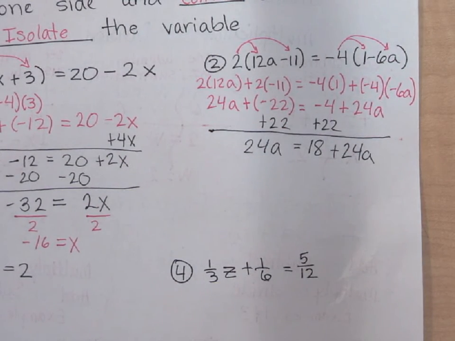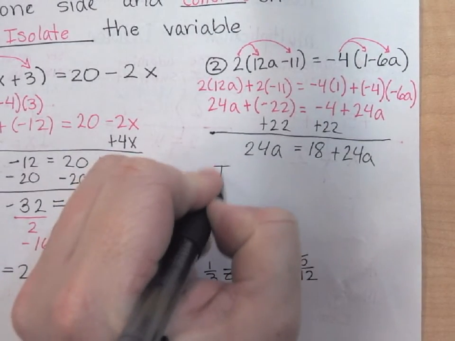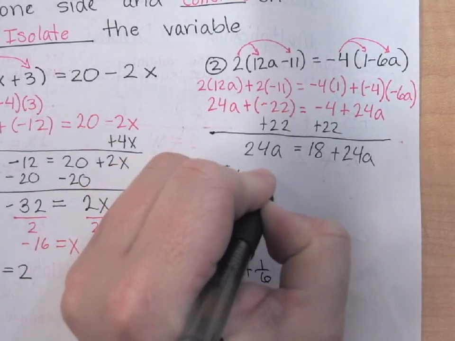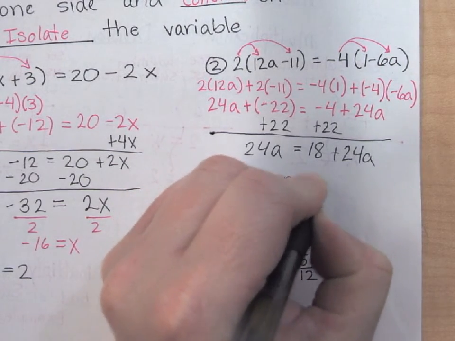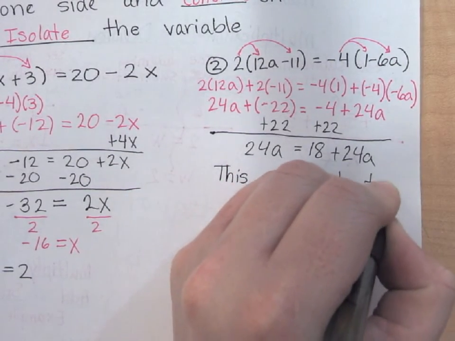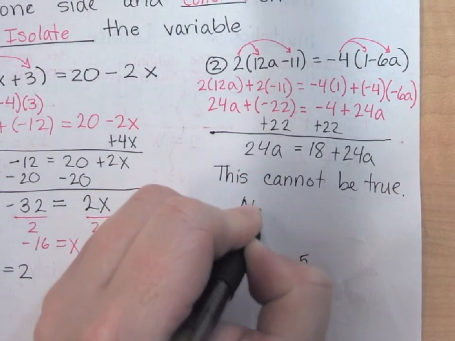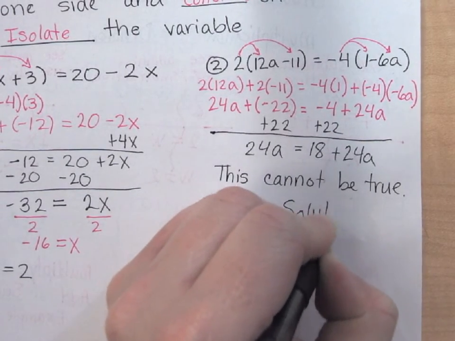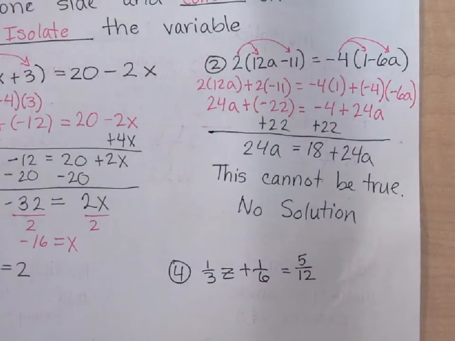Huh. Can this be true? No. So what does that mean? No solution. So we write that. This cannot be true. No solution. So your solution is no solution. Your final answer would be no solution. Okay?